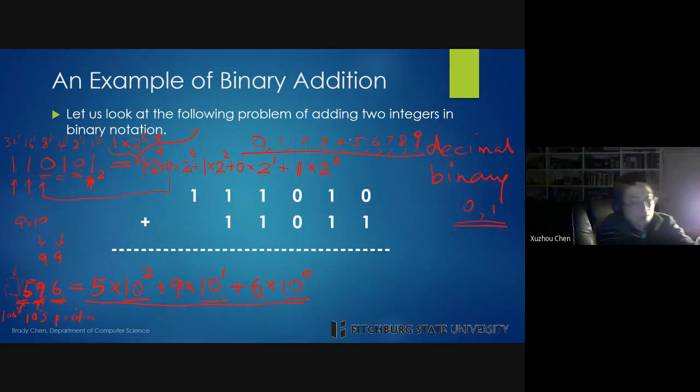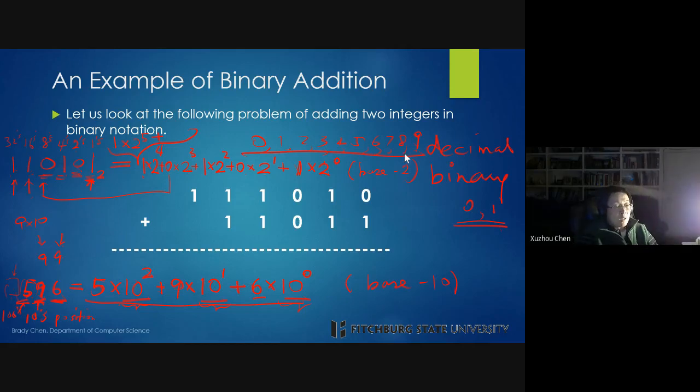Okay, so that's a difference. Every binary number can be written as the sum of powers of 2, and every decimal number can be written as the sum of powers of 10. That's the reason why we call the decimal number a base 10 number, and this binary number is called a base 2 number.